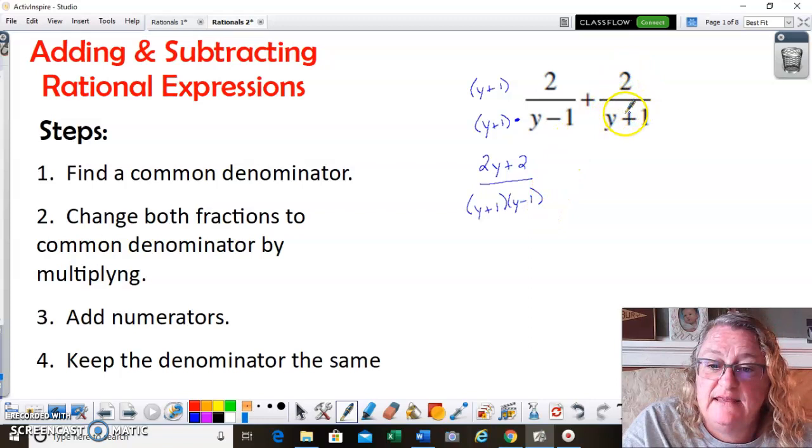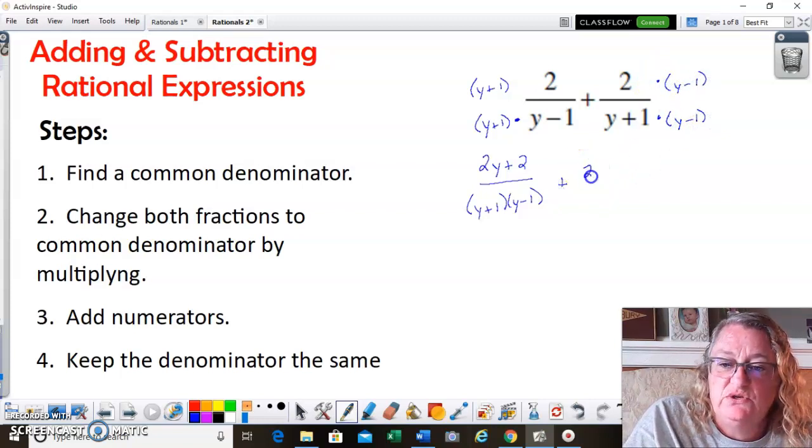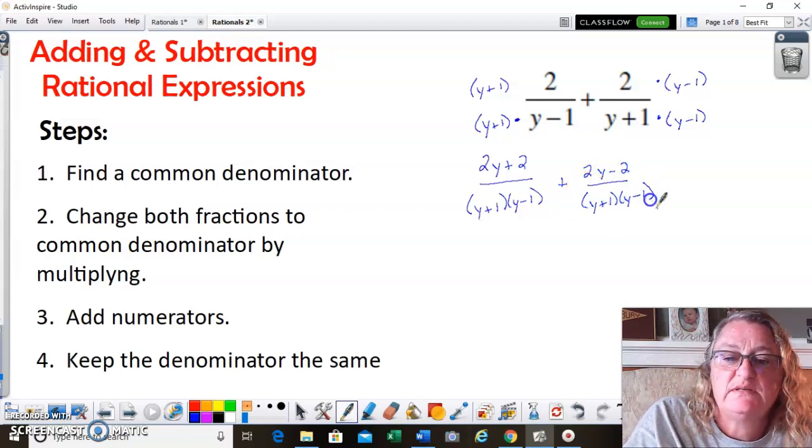Okay, and to get this to have a common denominator, I'm going to multiply by the denominator of the other fraction. So I'm going to multiply by y minus 1, top and bottom, y minus 1. So I'm adding to it 2y minus 2 and y plus 1, y minus 1 is my denominator.